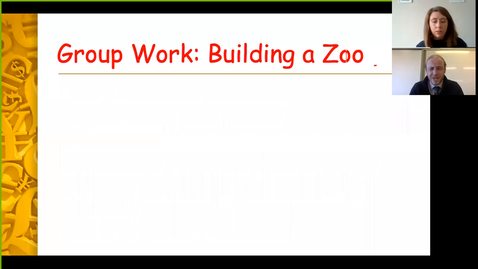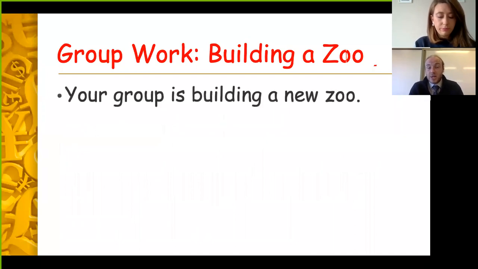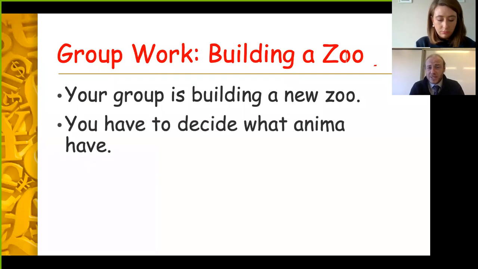So the very first activity that we're going to look at today is what I call building a zoo. Okay, and this is a great little activity to get students working in groups. There's two ways you can do this. You can either do this in groups, or you can send them home to do this as a homework task. But I think doing it in class and in groups is a much more engaging and fun way of doing it. You can also do this in pairs, or because it's COVID, you can get them to do it individually as well.